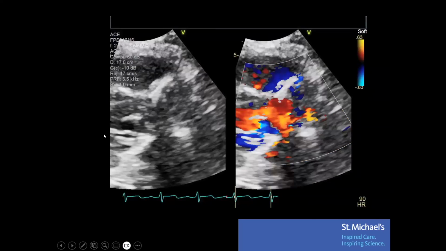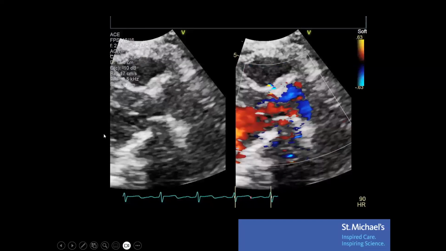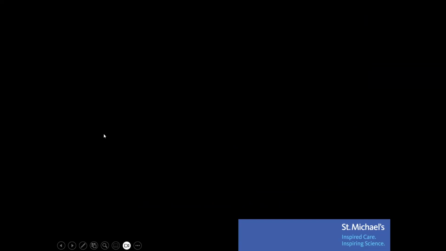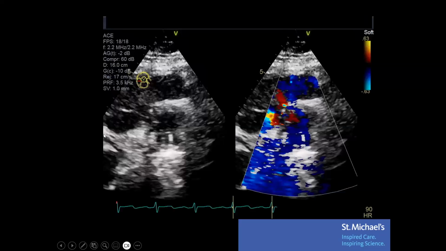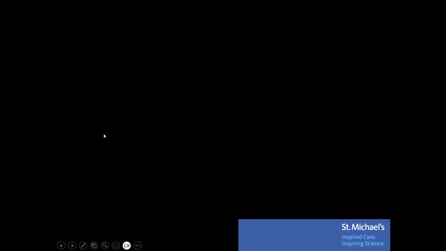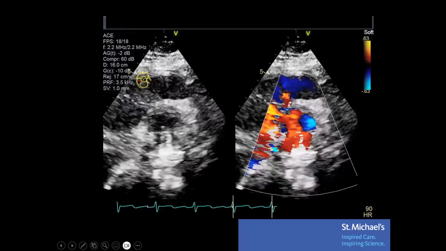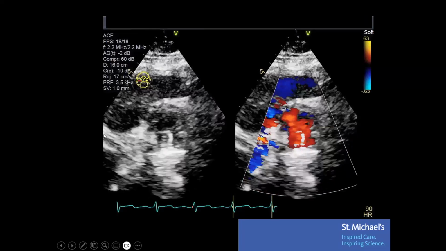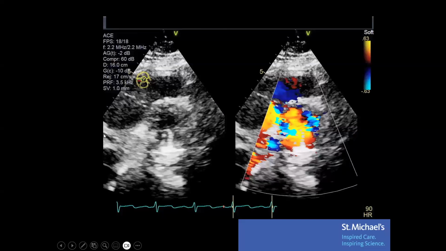But the leaflets do actually open on the left here. Not sure if it's projecting all that well, but the leaflets are opening quite well. However, there's clearly a large gradient or large flow acceleration across the valve. And the same thing is seen here, where you have a lot of flow acceleration, but the valve seems to be opening pretty well. You can see that there's some occluder. I don't know if you can see the leaflet occluders on the left image there, opening and closing.